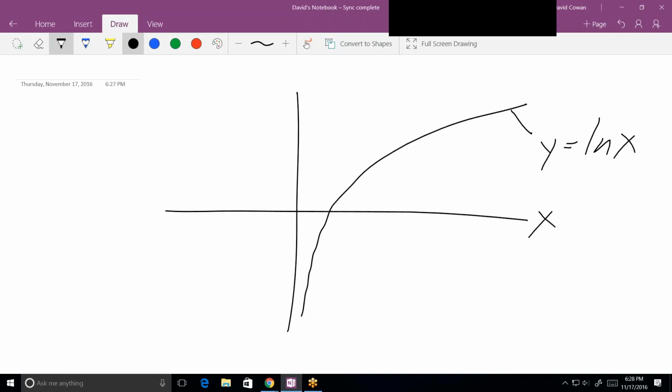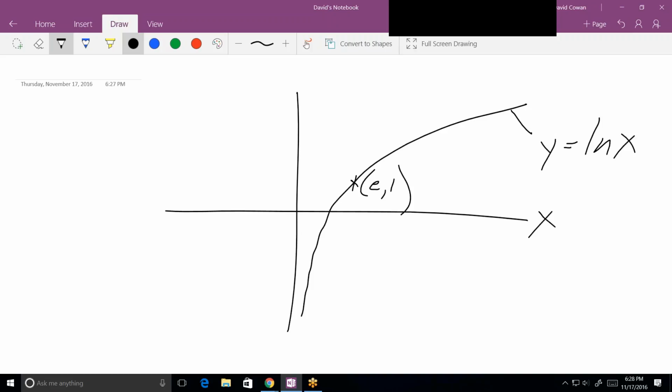In other words, x is the independent variable. x can be anywhere from 0 to infinity in my graph here. Depending on what x is, y is something. Well, if x happens to be the number e, then y is 1. In other words, that point right there is e comma 1. When x is e, y is 1. Natural log of e is 1.